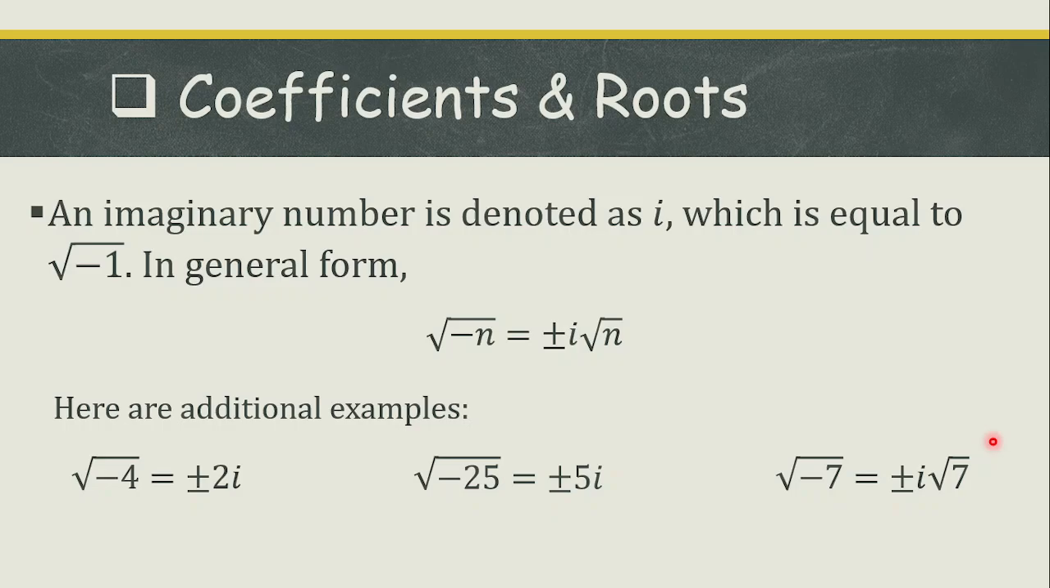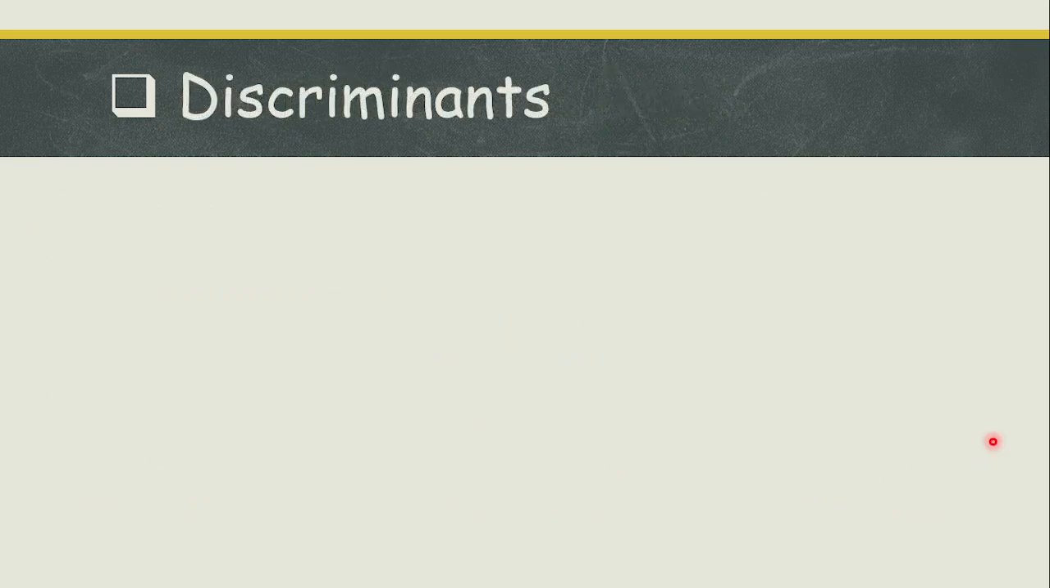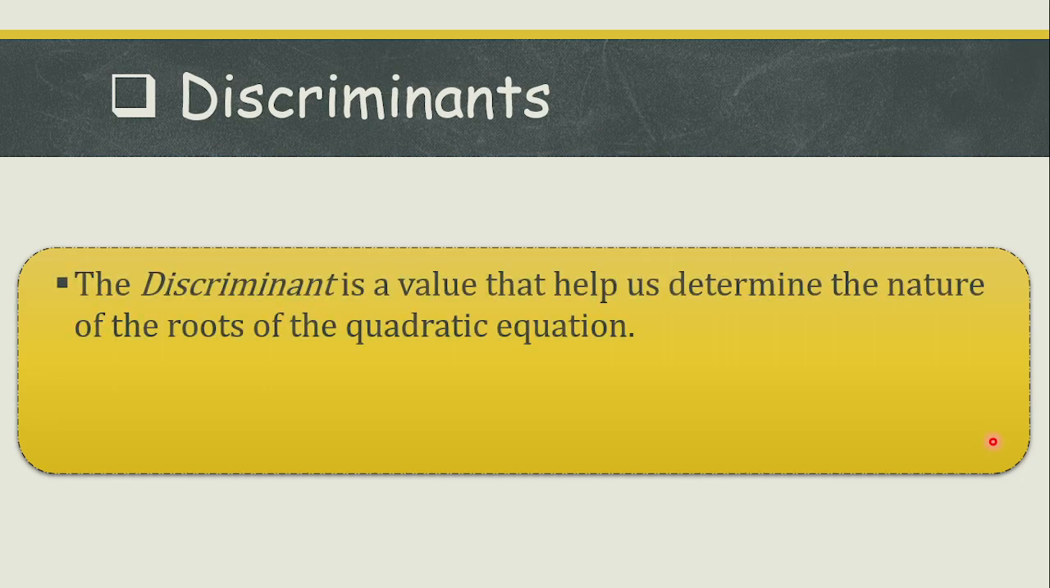So this is part 1 of lesson 2. It is all about coefficients and roots. Next, part 2 will be about the discriminant. The discriminant is a value that helps us determine the nature of the roots of the quadratic equation. By just solving one value, we can easily determine the nature of the roots. Are both of the numbers rational, irrational, or imaginary? Or are both of the numbers equal or unequal? With the help of the discriminant, we can easily identify it.